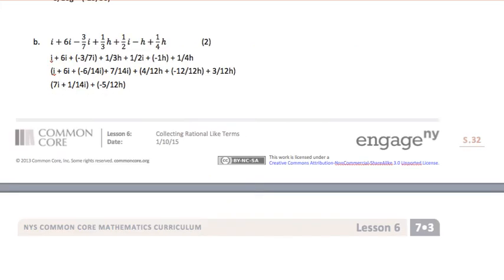And so our final answer, let's go ahead up here. Our final answer would be 7 and 1/14 i plus negative 5/12 i, or h, sorry, h.